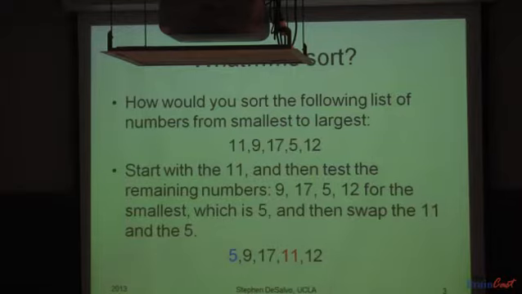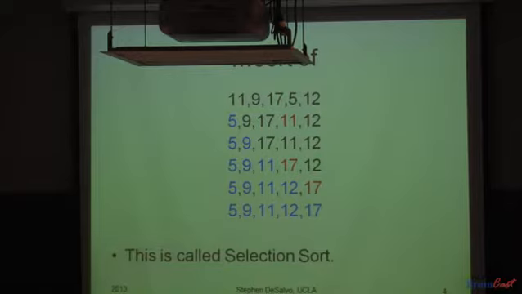Start with the 11 and test the numbers 9, 17, 5, 12 for the smallest, which is 5, and then swap the 11 and the 5. That was the idea that was said earlier. Swap the 5 and the 11 into place, but then you repeat this. So you start with the list on top, you swap the 5 and the 11. The 9's already in place, but you still have to search every single element to make sure you knew that. And then the 11 gets swapped into place, and then the 12 gets swapped into place, and then the 17 ends up at the end. This actually has a name. It's called selection sort.